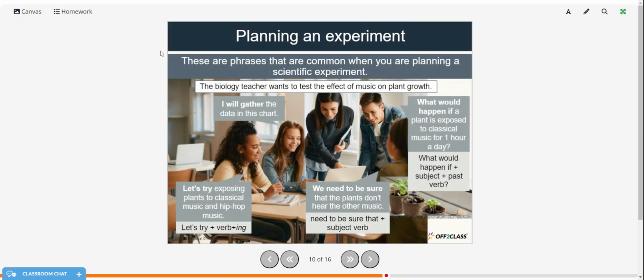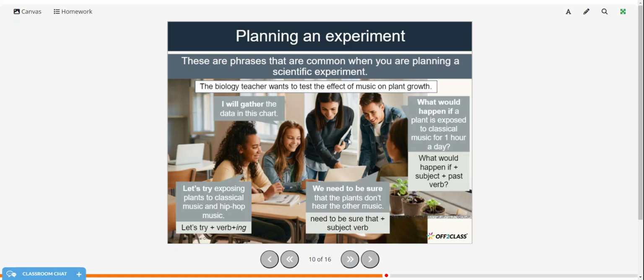So, planning an experiment. There are phrases that are common when you are planning a scientific experiment. So, the biology teacher wants to test the effect of music on plant growth. So, let's try exposing plants to classical music and hip hop music. So, we use let's try, the verb plus the ing. We need to be sure that the plants don't hear the other music. So, need to be sure that plus the subject and then the verb.